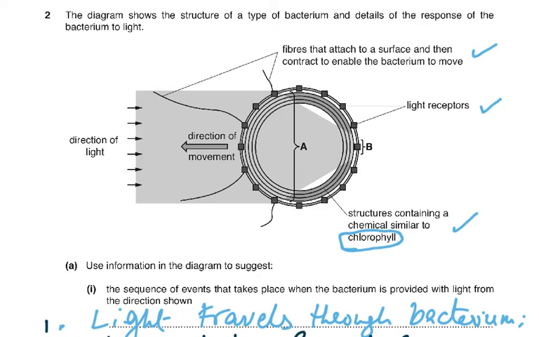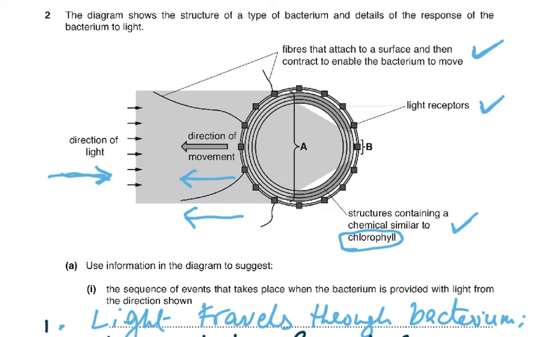And then it says it's the direction of light. So light is coming from this direction and this is moving towards light. So the diagram shows the structure of a type of bacterium and details of the response of the bacterium to light. So when light is coming from this side, you see its movement is towards this side. Now this is something which you need to see from the diagram which is given to you. And then it has these fibers and it has these light receptors, and it contains something which is like chlorophyll.